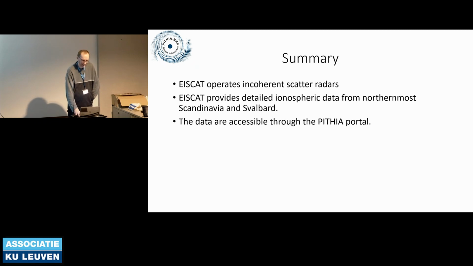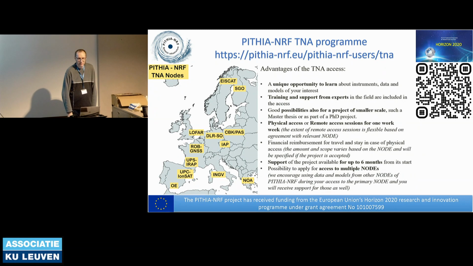Summary: EISCAT operates incoherent scatter radars, detailed ionospheric data from northernmost Scandinavia and Svalbard. So we are, of course, very limited in geography, what we can show, but we have very good coverage of the data in that part of the world. And the data are accessible through the PITHIA portal by clicking. So this is what I wanted to add on to this.